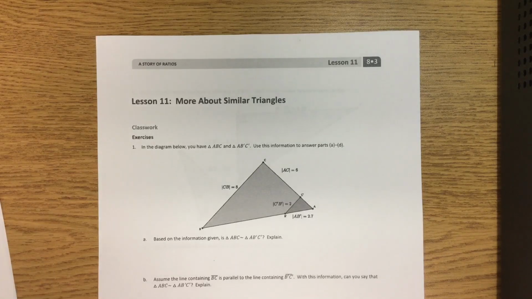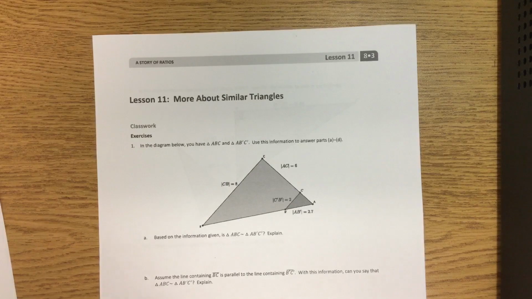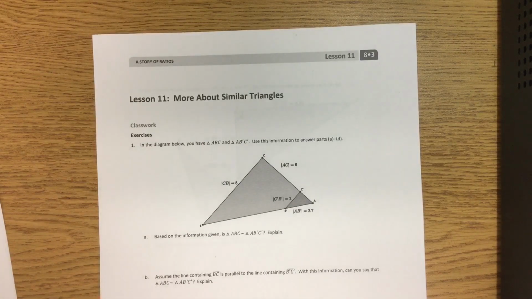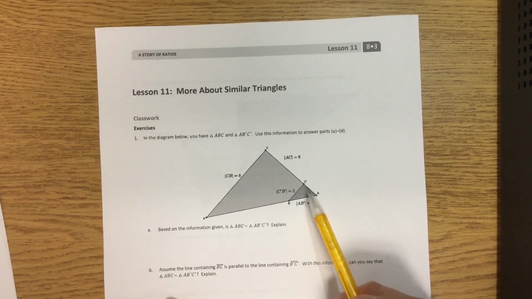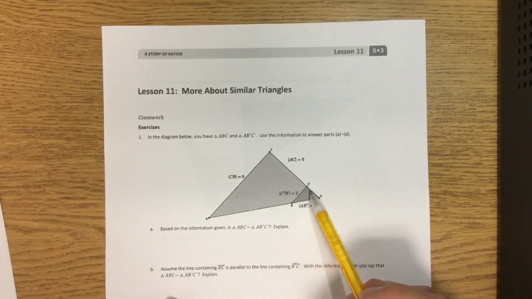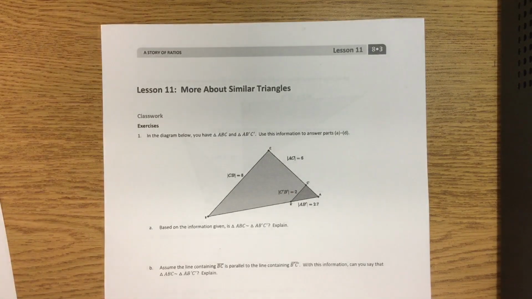Okay, so today we're going to be talking about lesson 11. This one is more about similar triangles. Last time we talked about angles. I need two angles to be the same. So this angle and then these ones, if I say they're parallel, then these angles are going to be the same. So I need to know angles in order to tell if I have two similar triangles.